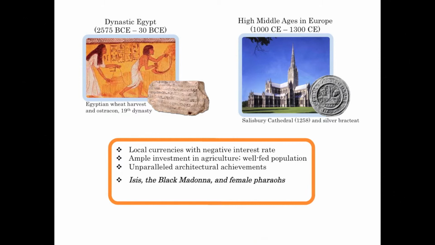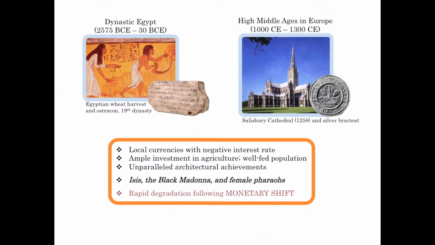The worship of Isis in Egypt and the Black Madonna in Europe, along with female pharaohs and legally empowered women in Europe during these periods, points to a cultural paradigm of balance in the masculine and feminine dynamic, which is particularly relevant given similar trends in our current society, and the possibility that we may be ready for this balance to re-manifest in our monetary culture as well.